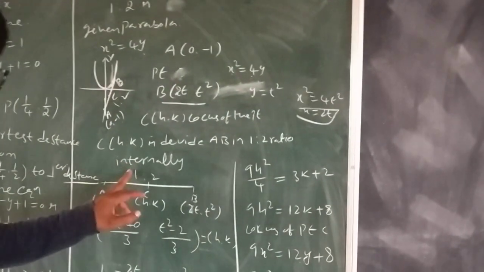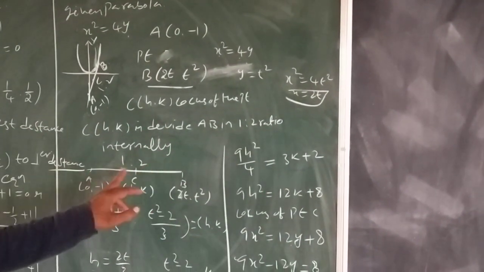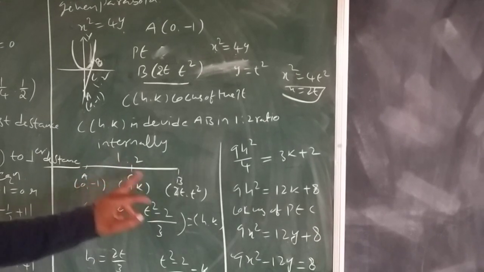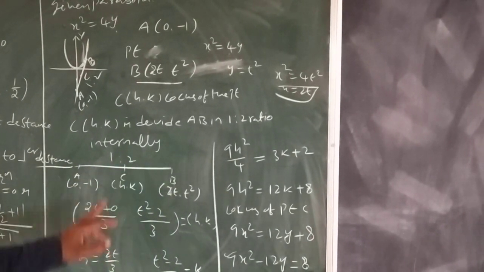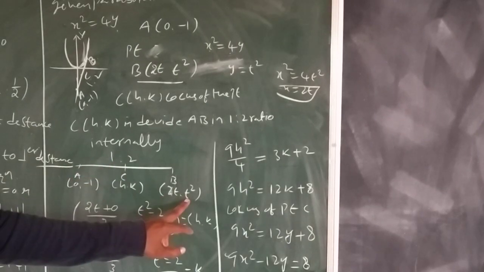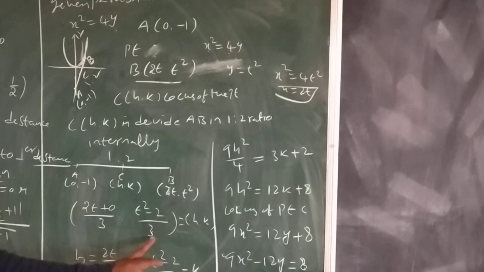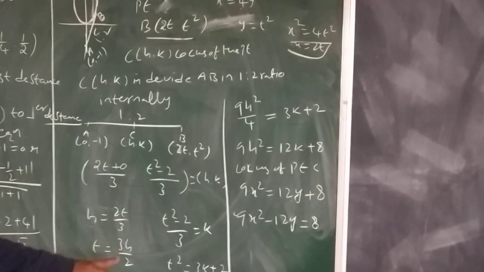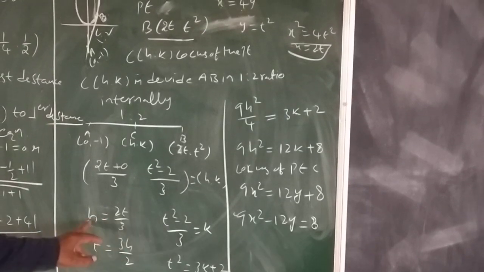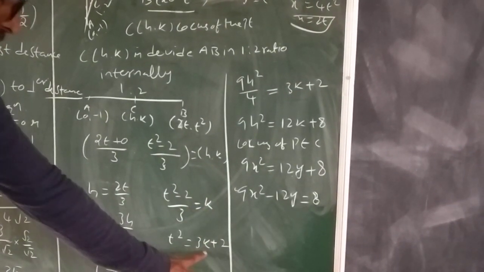C (h, k) divides AB internally in the ratio 1:2, so (1 into 2t plus 2 into 0) by (1 plus 2), which is 3, and (1 into t squared plus 2 into minus 1) by 3, which is (t squared minus 2) by 3, equals (h, k). So h equals 2t by 3, and t equals 3h by 2, and t squared minus 2 by 3 equals k. Thus t squared equals 3k plus 2.